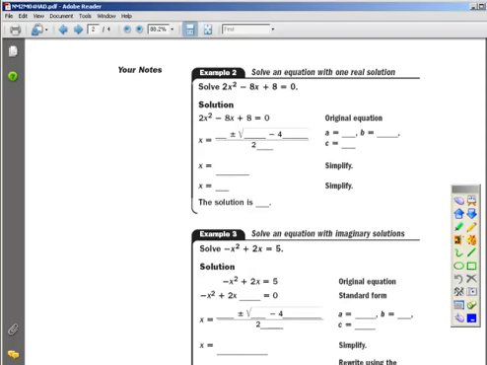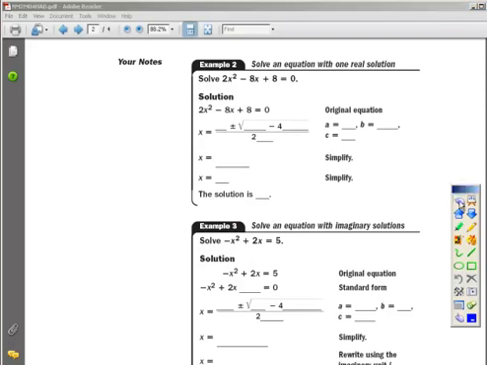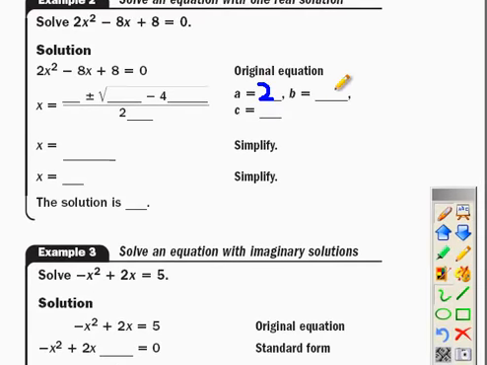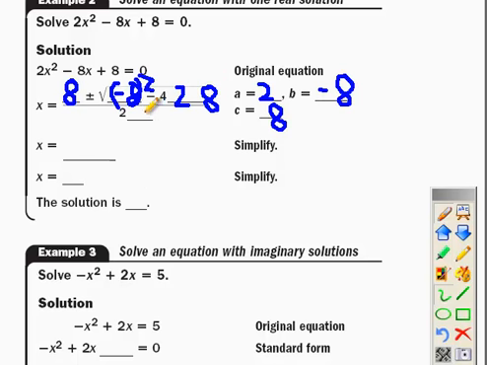Let's take a look at example 2. Now, example 2 is going to work out a little differently, so keep your eye on it. Again, find your a, your b, and your c. It's already set in proper form. So my a is 2, my b is negative 8, and my c is 8. And so if I put that all into my quadratic formula, I get x equals the opposite of b plus or minus the square root of b squared. Now watch that, negative 8 squared minus 4ac, all over 2 times a.